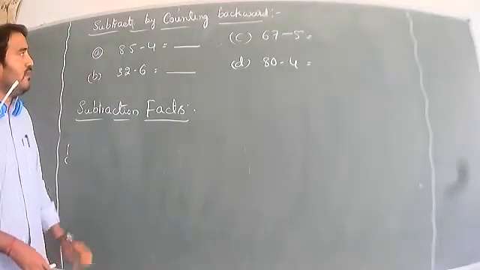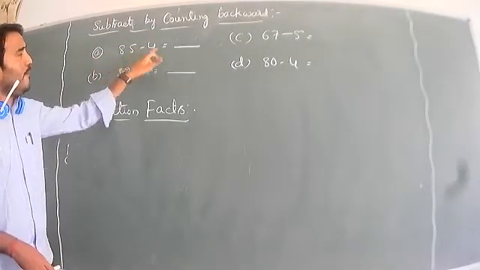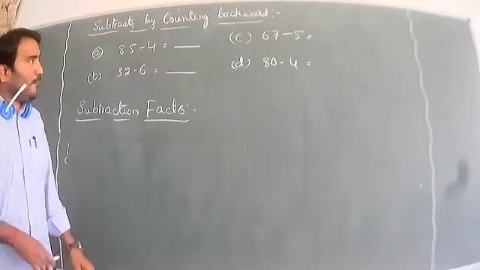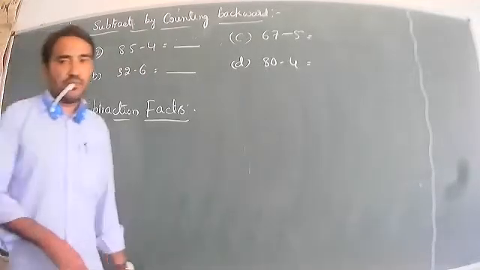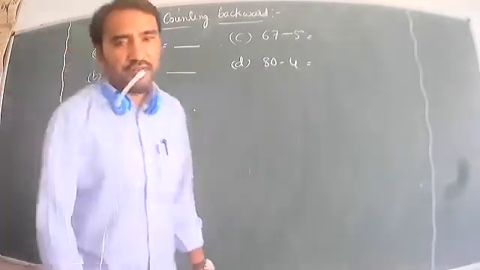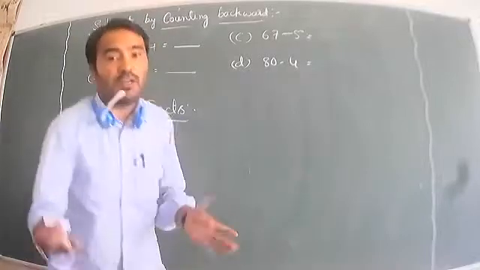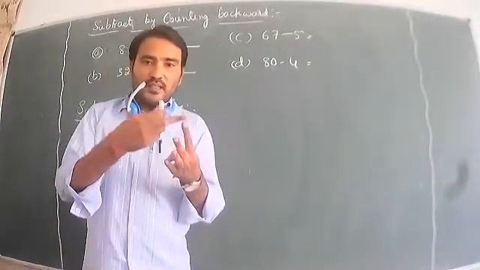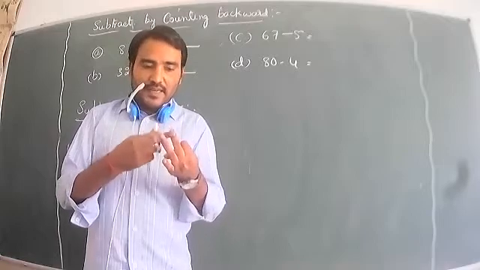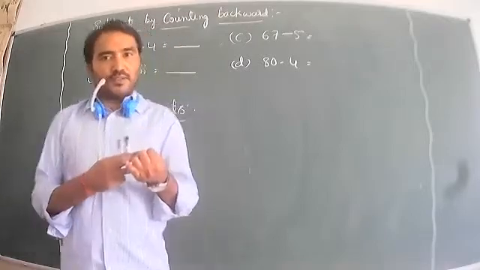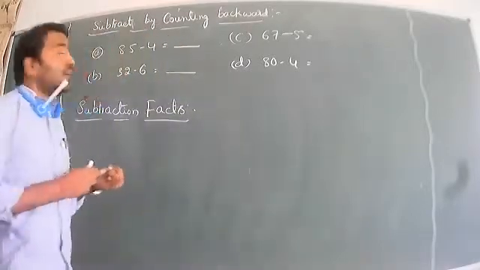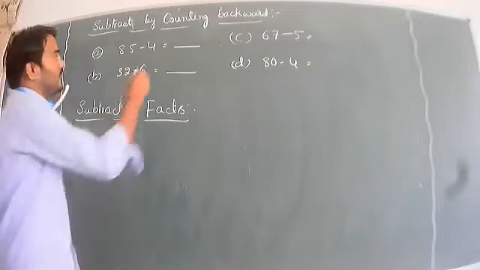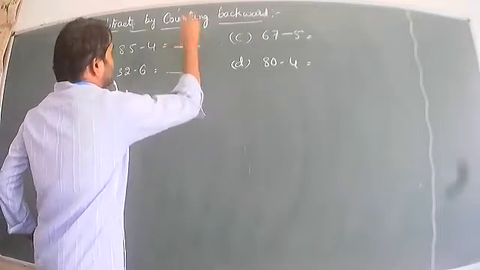So 85 minus 4. What is 85 minus 4? We subtract by counting back. 84, then 83, 82, 81. So we can count it. 85 less 4, we get the answer 81.